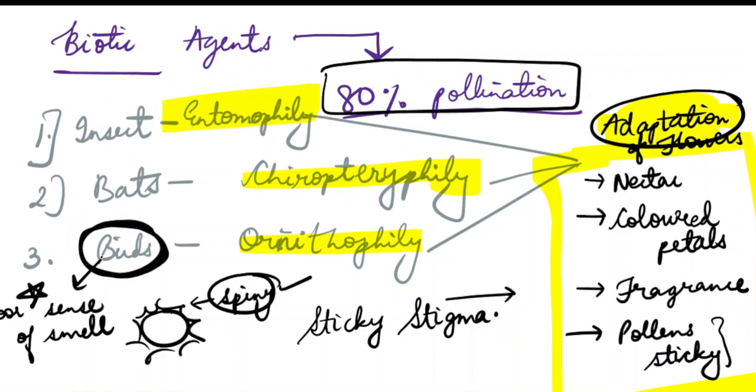In the next class we will take double fertilization and development of endosperm. And in the last class we will take the entire topic of seed development and fruit development. So you will have only 3 classes, and within 3 classes we will be done with this chapter.